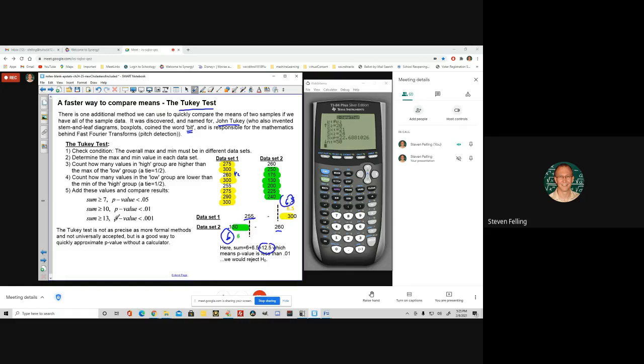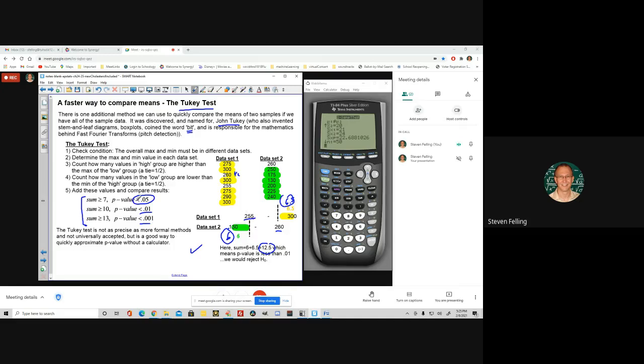And then there's this little chart. If that sum is greater than 7, then when you did a formal test, the p-value would be under 0.05. So if you get a number that's greater than 7, it means the difference in means is statistically significant, which it is. If that sum is greater than 10, the p-value is actually below 0.01. And if it's greater than 13, it's below 0.001. So this is quite significant.